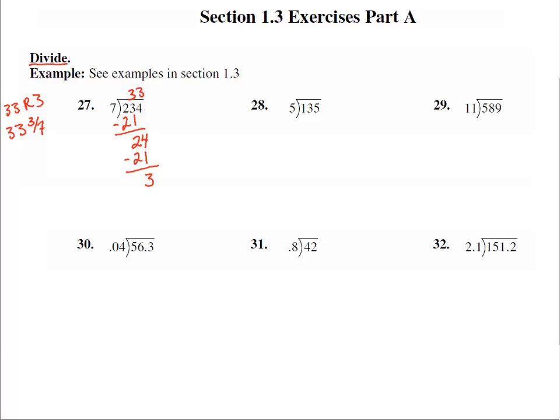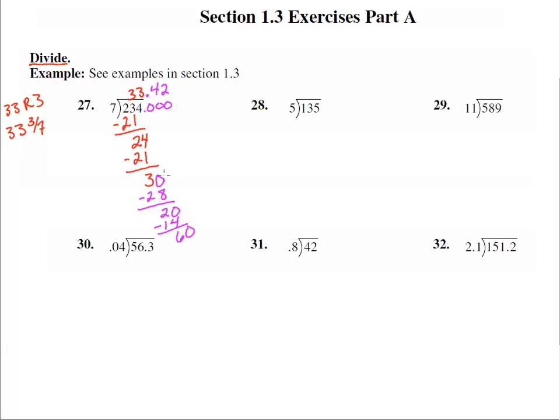But we can also keep going with the decimal. If we put a few decimals out here, 2 or 3 of them, we can keep going and get a decimal here. If there's a 0 there, 7 goes into 30 4 times. 4 times 7 is 28. Subtract that and we get a 2. Drop down the 0. 7 goes into 20 twice. 2 times 7 is 14. Subtract and we get a 6.